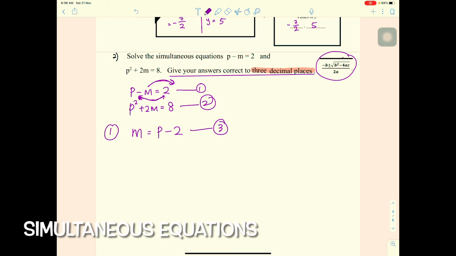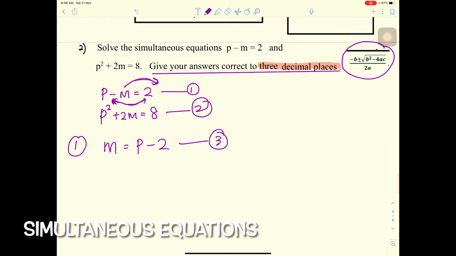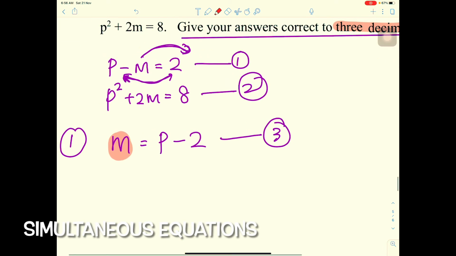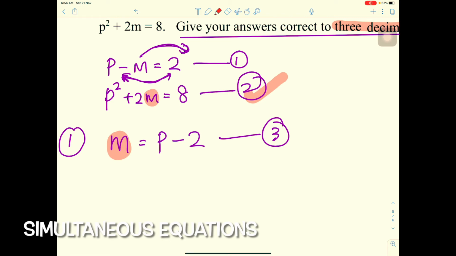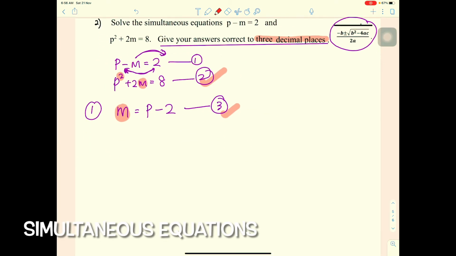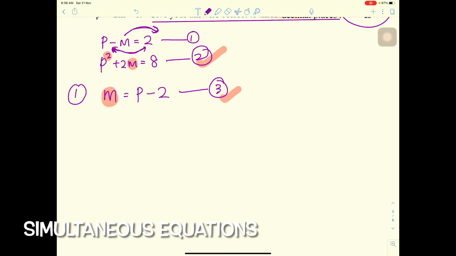And then substitute. Why do I want m as the subject of the formula? Because of the second equation, m is single, not squared. That's why I want m as the subject of the formula. I hope you are not confused. And then substitute 3 into 2. So p squared plus 2 times p minus 2 equals 8.